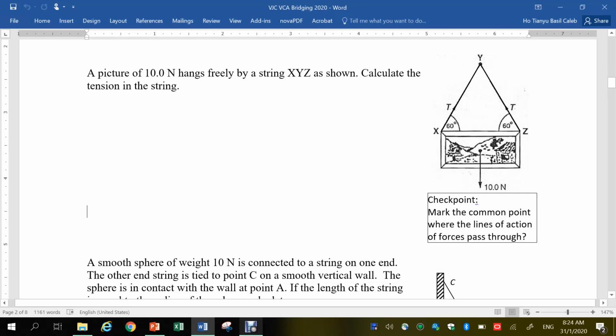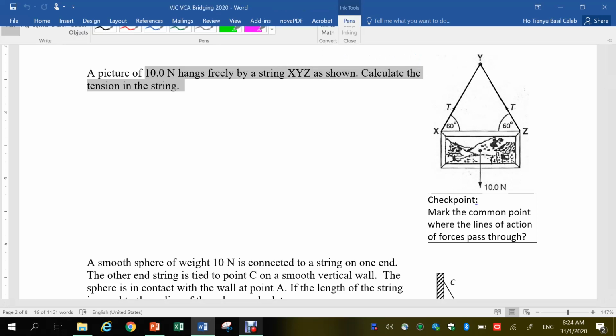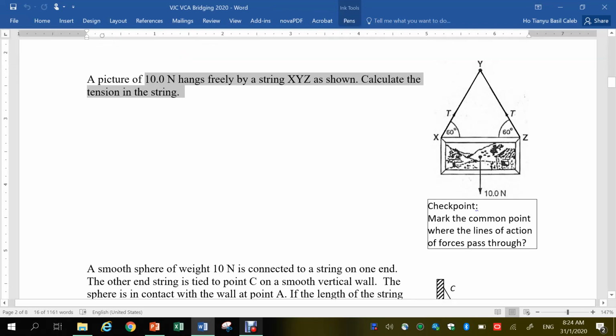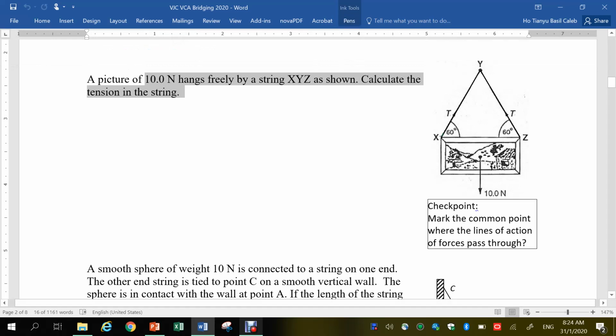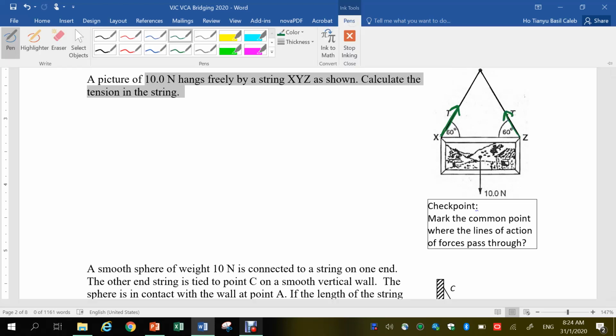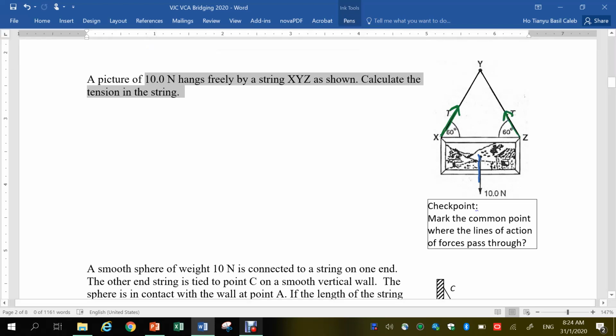Let's try example number 2 now. A picture of 10 newtons hangs freely by a string XYZ as shown. Calculate the tension in the string. So let's try. Remember, the first step is to look at all the forces, and all the forces here are already clearly marked out for you. Let me highlight it a little bit. Tension here, and we have the weight 10 newtons over here.